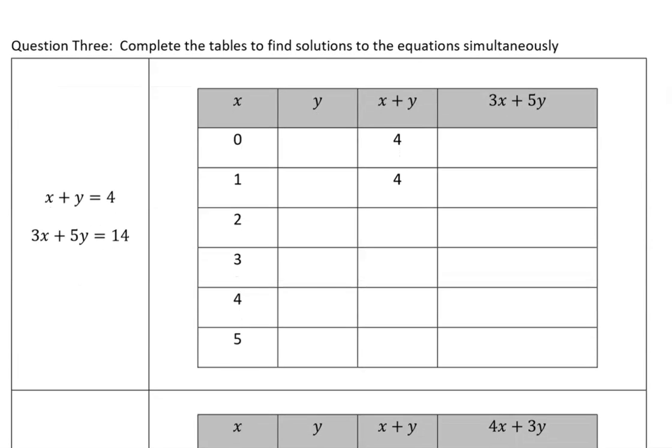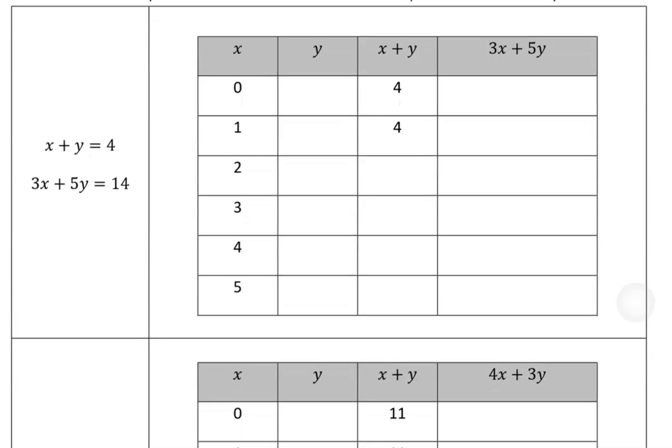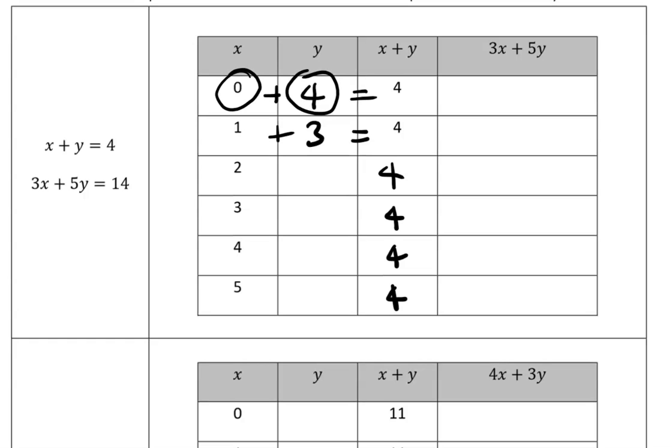I think you guys can employ the exact same tactic to complete the next couple of questions. All right, so you need to start off. Which numbers add to 4? If x is 0, y has to be 4 because 0 plus 4 is 4. If x is 1, y has to be 3 because 1 plus 3 equals 4.